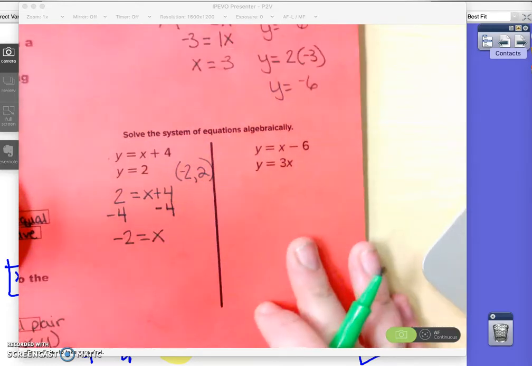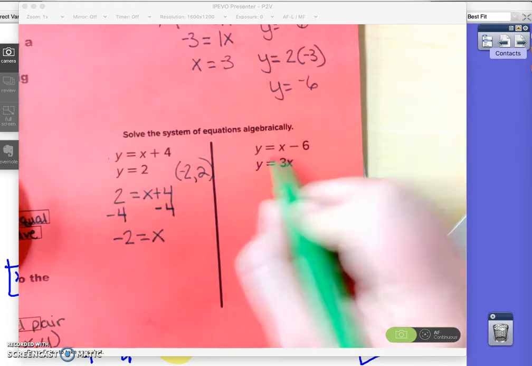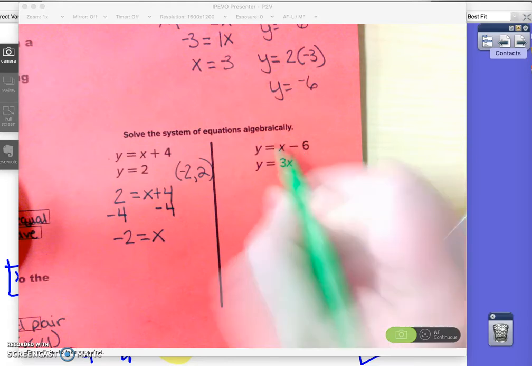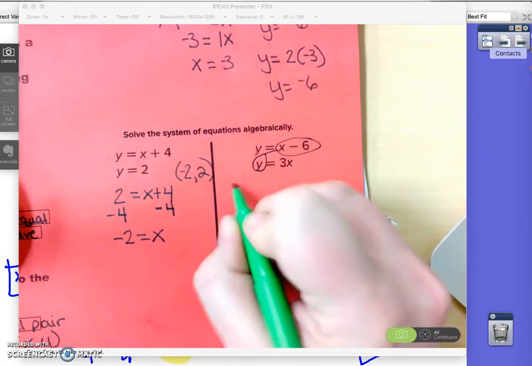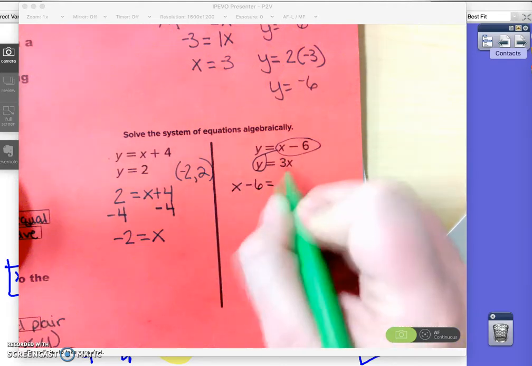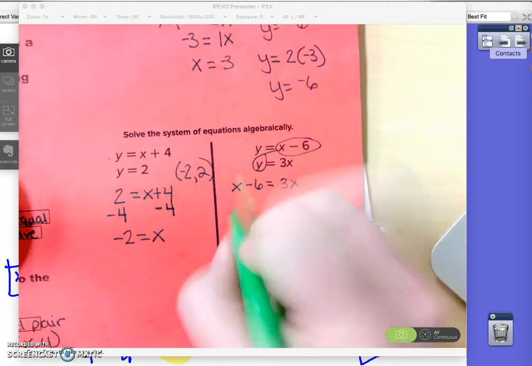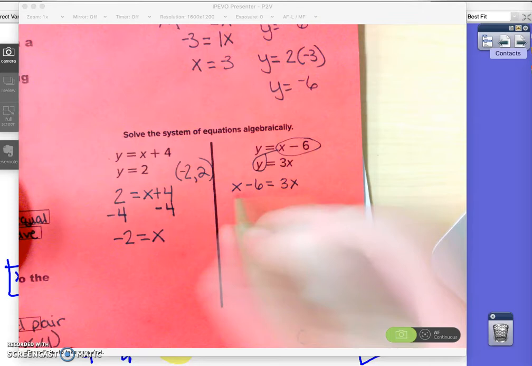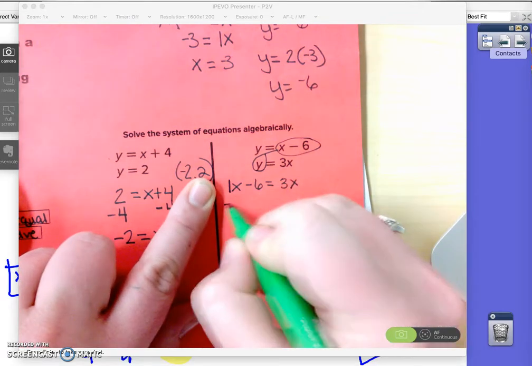Okay, next example. We have here y is equal to x minus 6. So I can take this x minus 6 and replace it with this y. So instead of writing y, I'm going to write x minus 6. And that equals 3x. Again, I want to solve for x, so I want to get x by itself. I'm going to look at, here I have 1x, here I have 3x, so I'm going to subtract 1x.